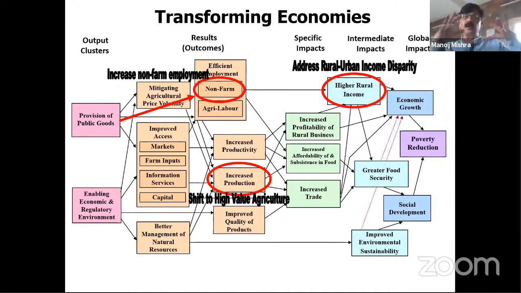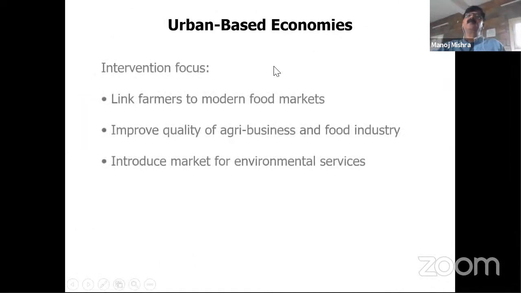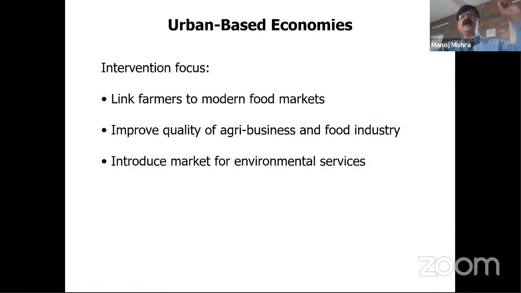Please don't get into a complex, confusing situation. But what is more important, and the message which I'm trying to put forth to you, is that if you can understand where do we pitch in our transforming economies, or if somebody is located in a pure agriculture economy context, where do we pitch? Or let us look at the third context, and that is the urban-based economies. There are three intervention focuses one is always trying to look at.